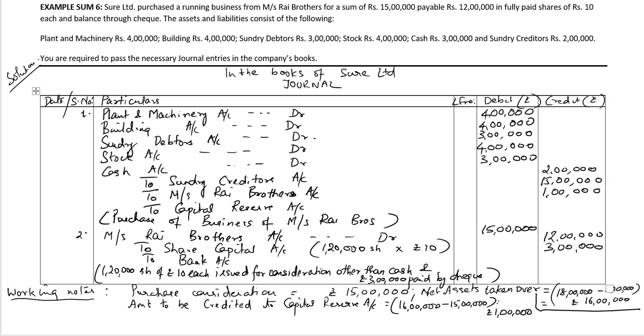To get the number of shares, we took the amount payable by issue of shares, which is 12 lakh rupees, divided by the issue price per share, issued at par. So issue price is equal to the face value, rupees 10. And we arrived at 1,20,000 shares. So this is the answer to the 6th example sum. We'll move on to the 7th example sum.